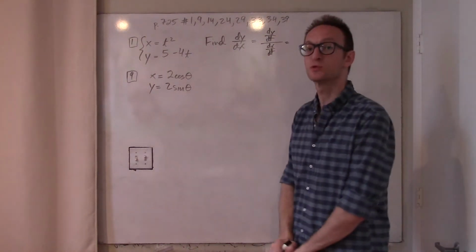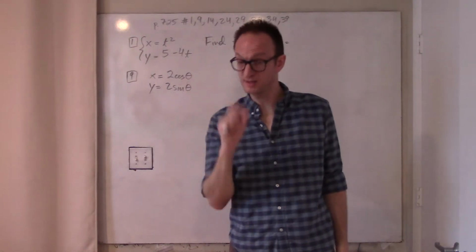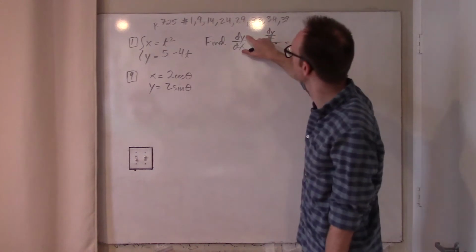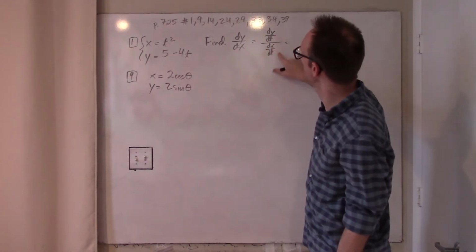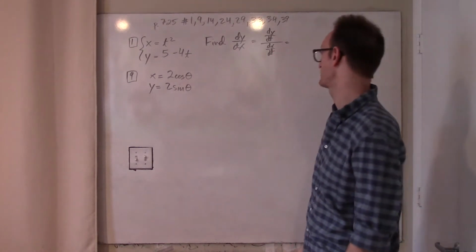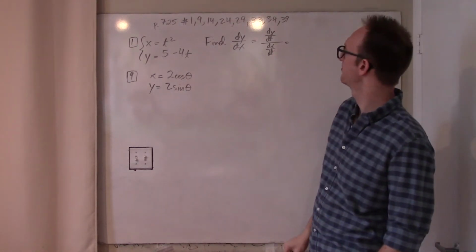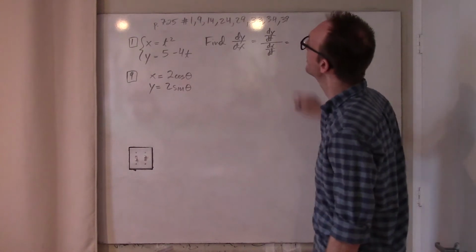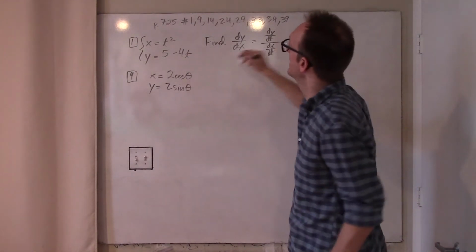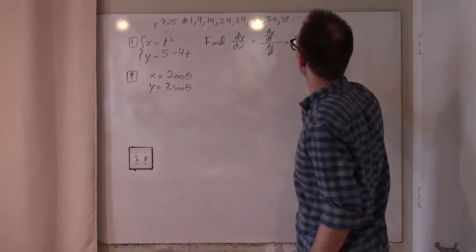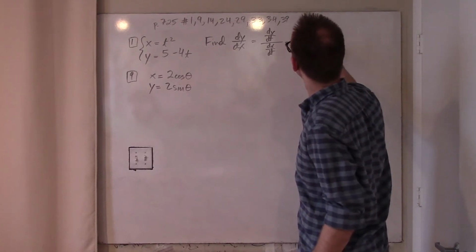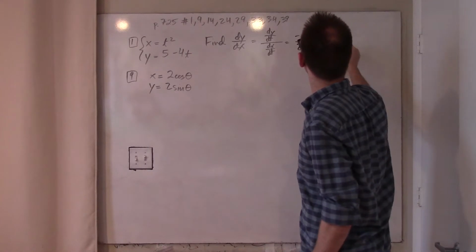Of course, if you treat dy and dx as real things, infinitesimals, this is the infinitesimal change in y over the infinitesimal change in x, then of course this just makes complete sense because derivatives behave just like fractions. So maybe that's the best way of understanding this. Anyway, what is the derivative of y with respect to t? It's just negative 4, and the derivative of x with respect to t is 2t, and so we get this formula, negative 2 over t.